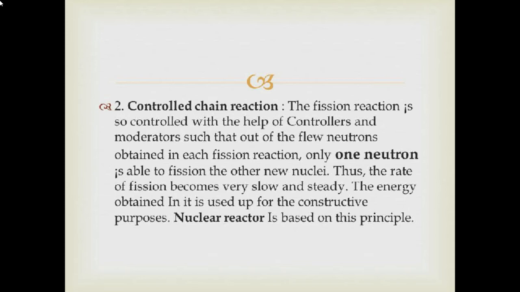Then we should know what the controllers are and what the moderator is. In the upcoming slides you can see. Based on this, they can ask what ultimately controls the chain reaction. So it is the controllers and the moderator. Out of three neutrons, only one neutron is allowed to carry out the reaction, and the other two neutrons are suppressed.